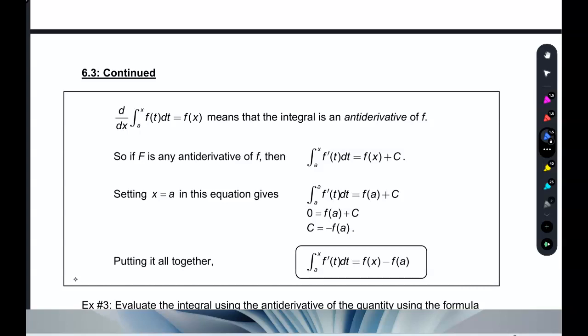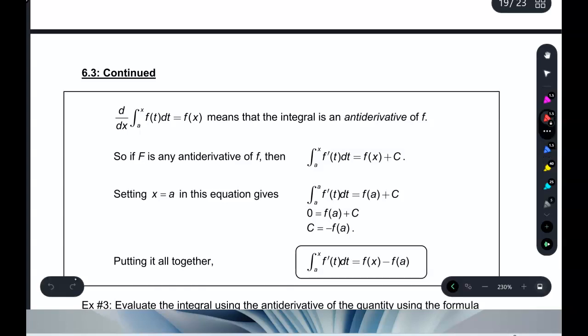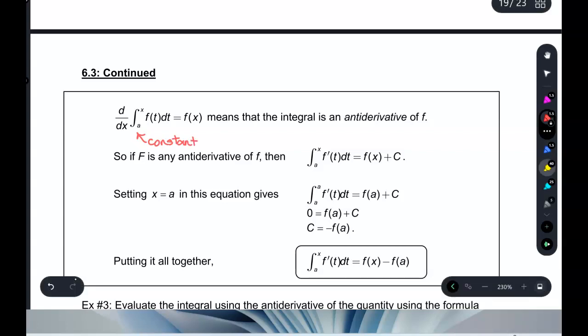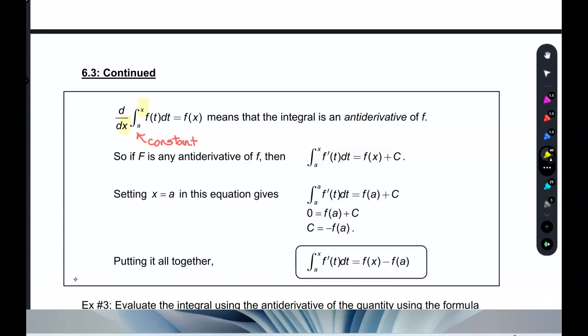Okay, so we have to introduce a new variable here. It'll make a little bit more sense when we get to future examples. We always want to make sure these two variables are the same. A is just any constant. So this is a constant. And these two variables, this one and this one, have to be the same. And then I usually just write f of t dt, it doesn't really matter.